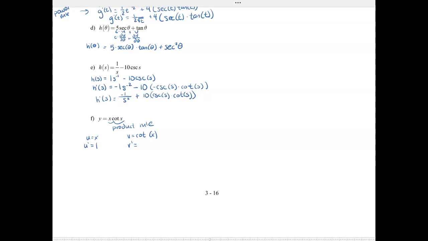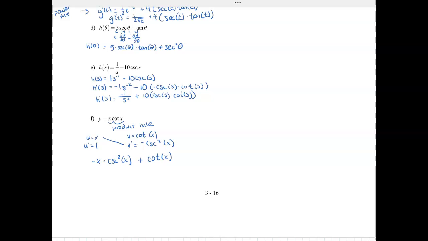That is just negative cosecant squared of x. Alright, so then I've got u times v primed, which is just going to be negative x times cosecant squared of x. Just stealing the negative from here. Shouldn't have underlined it because then it looked like an equal sign, but that's alright. Plus v du, which is just going to be cotangent of x times 1, which is just cotangent.